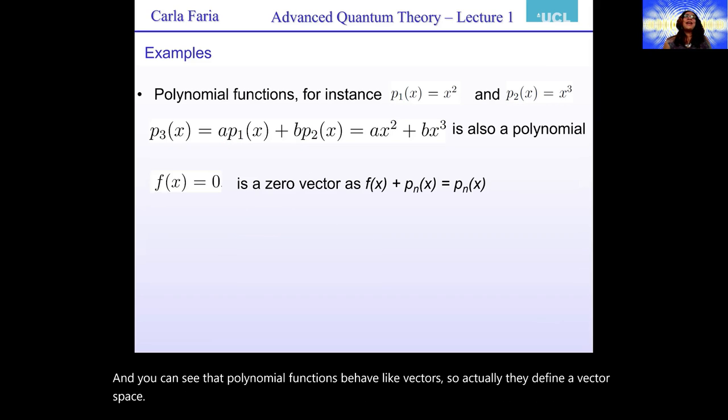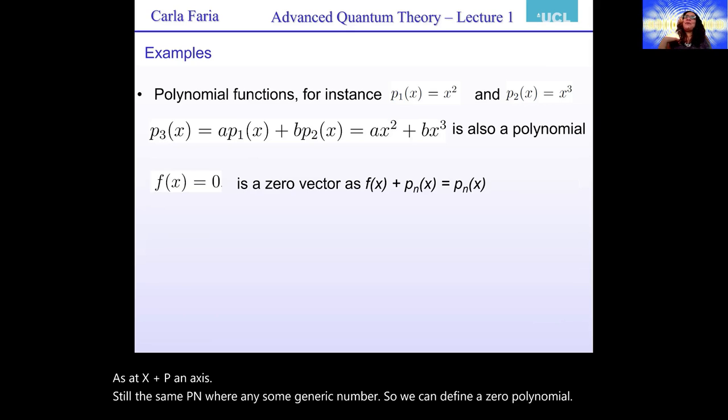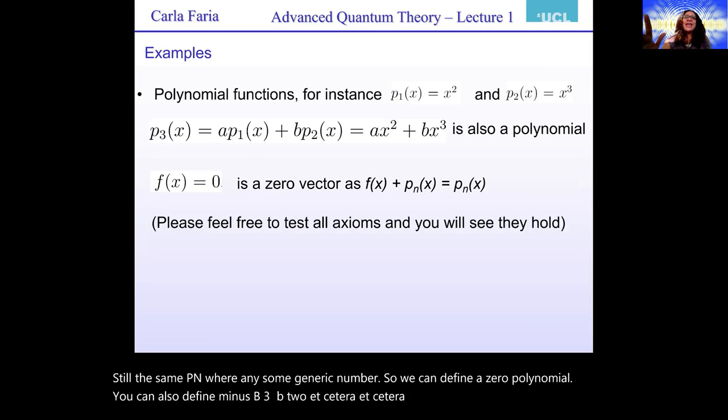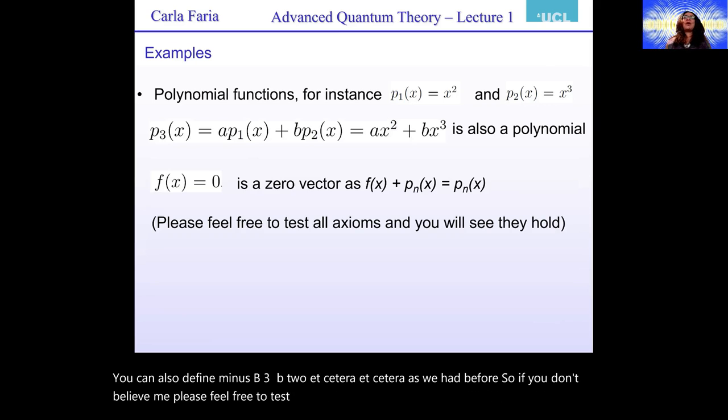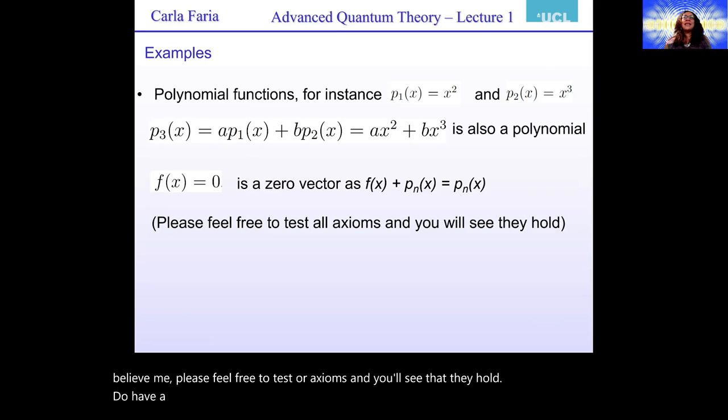And you also have the zero vector, which is if you have f(x) equals 0, as f(x) plus p_n(x) is still the same p_n, where n is some generic number. So we can define a zero polynomial. You can also define minus p3, minus p2, etc., as we had before. So if you don't believe me, please feel free to test all axioms and you'll see that they hold. Do have a look, because this is actually important.